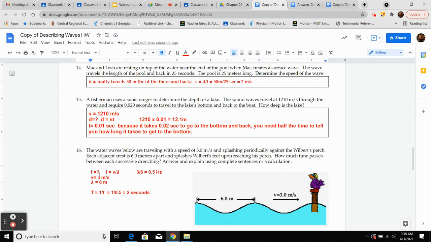So if you solve for the frequency, which is your velocity over wavelength, you're going to get an answer of 0.5 hertz. But that's the frequency. They're asking the period between one to the next, and period is equal to 1 divided by f. So 1 divided by 0.5 is equal to 2 seconds. Okay?